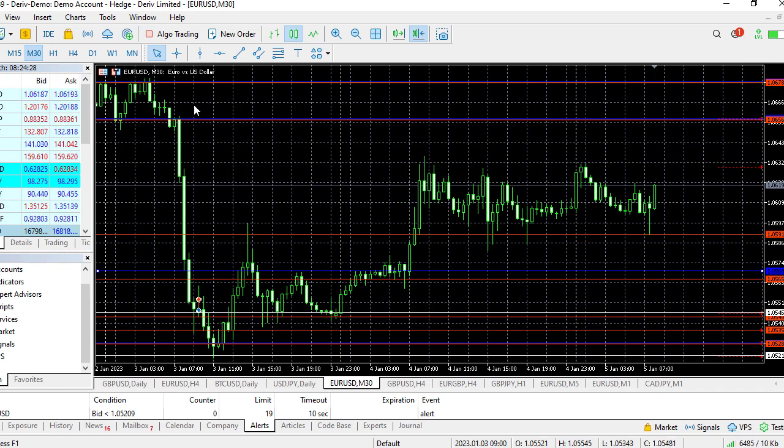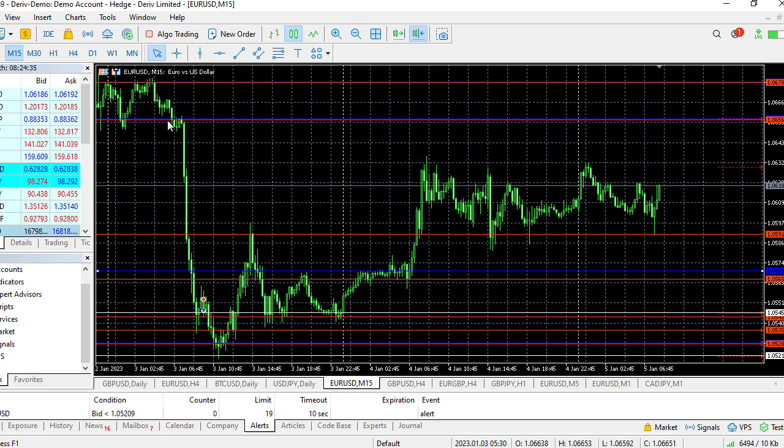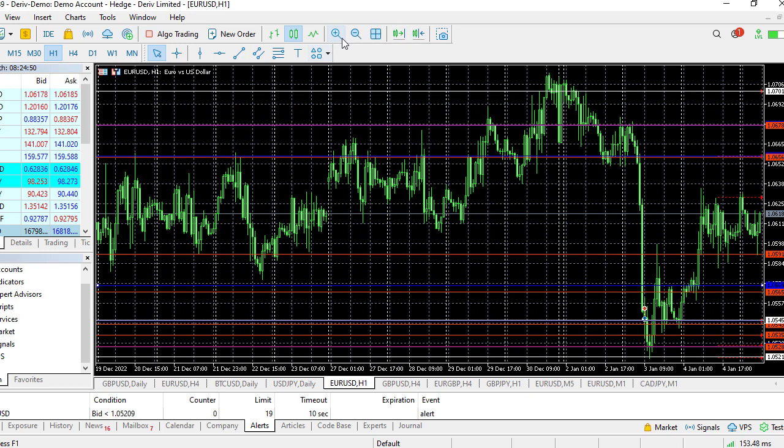This was a special level because if we go to 15 minutes, we'll see that there was also a turning point there. So it was a 30 minutes and 15 minutes turning point that we had there, you understand? Okay, so back to 1 hour. Once you get into your 1 hour chart, like I said, get to your 1 hour chart.